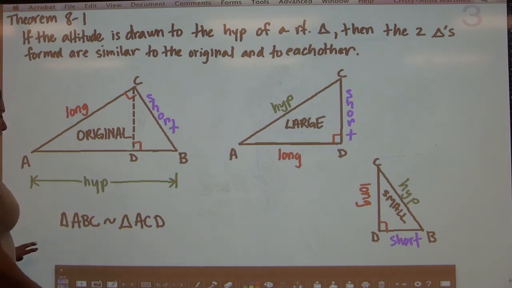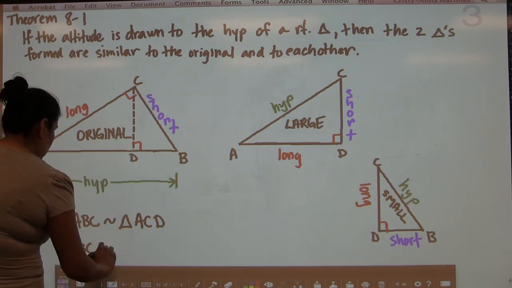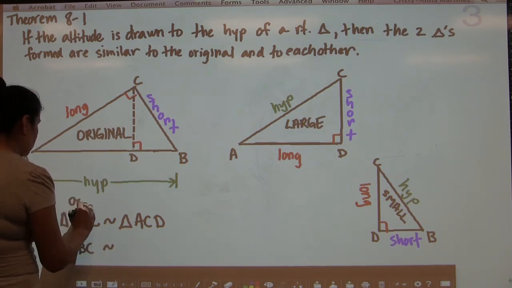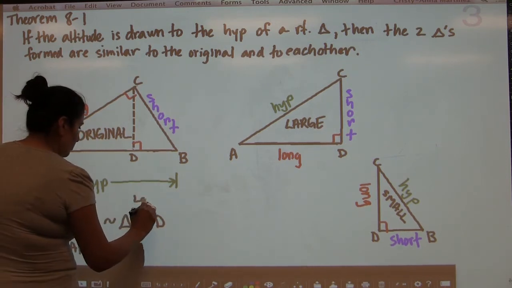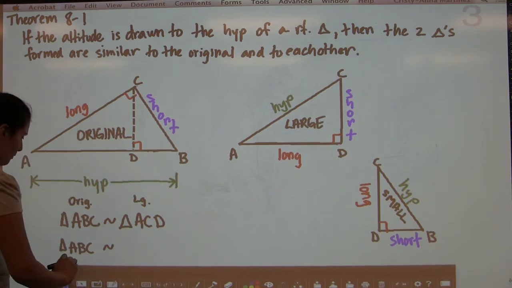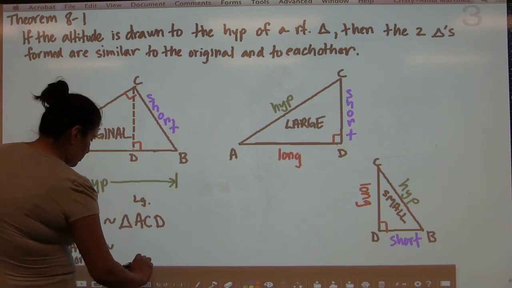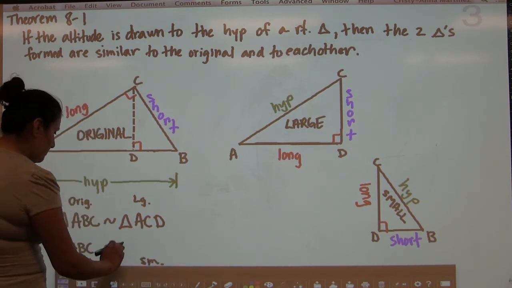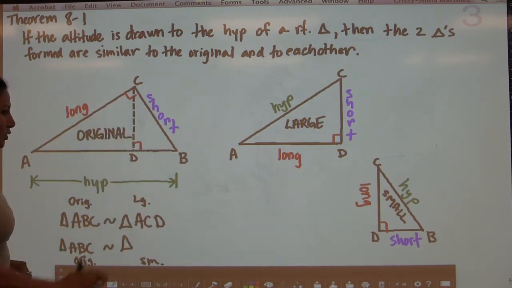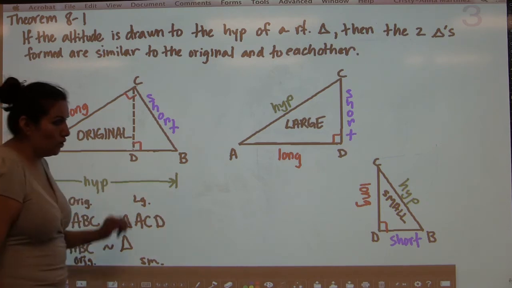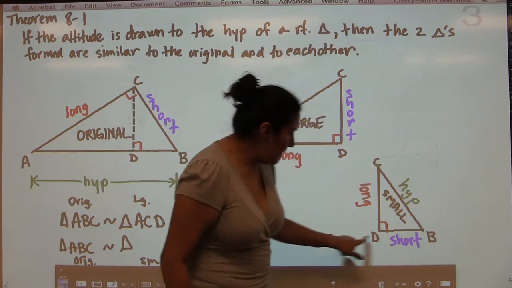We also know that the original triangle is similar to the large. We'll abbreviate there. And we also know that the original triangle, which is ABC again, is similar to the small triangle. We'll abbreviate SM for small. So again, we're going the same order here: hypotenuse, short, long. So in the small triangle, I need to go hypotenuse, short, long. So it's going to be C, B, D.